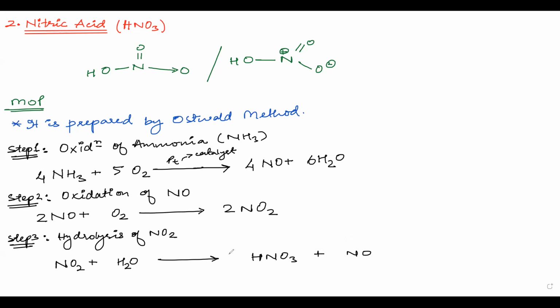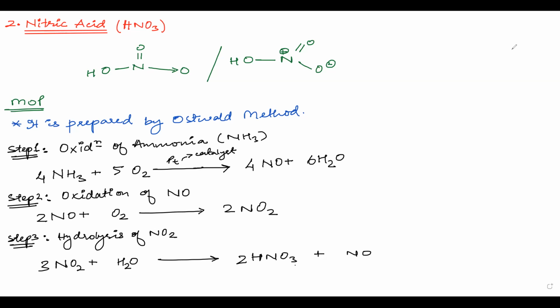Now let us balance this. There are two nitrogens here. Oxygen is 3 plus 4. So let us do 3 here. Now if I do 2 here, it will be balanced. Two hydrogens, so 2 here and just like 2 here, now 3 here, and it will be balanced. So this is the Ostwald process.